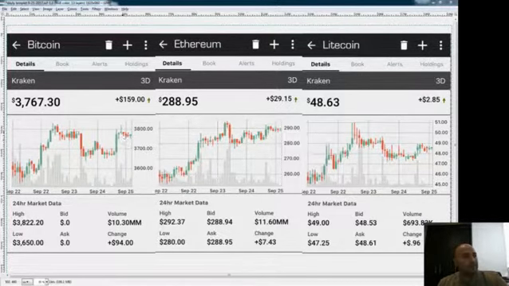Bitcoin went up, right? But not LiteCoin in the same way. It didn't go up all the way. It should have gone up at least to 50, but it stayed down in the 49s.